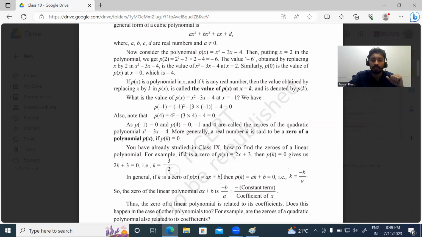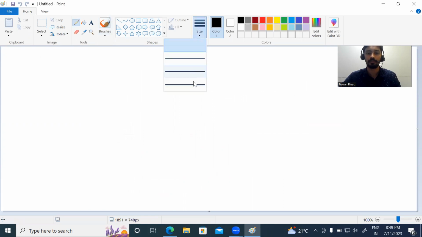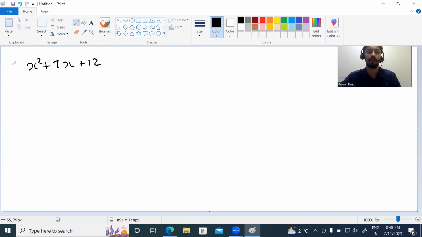Let me give you one example. Let's take a polynomial: x square plus 7x plus 12. Here we have a polynomial. Let's call it P of x.